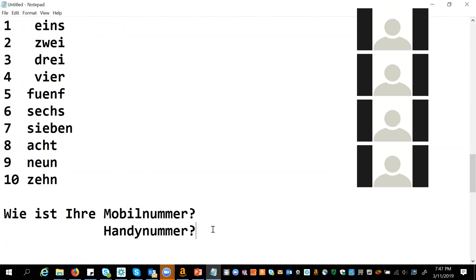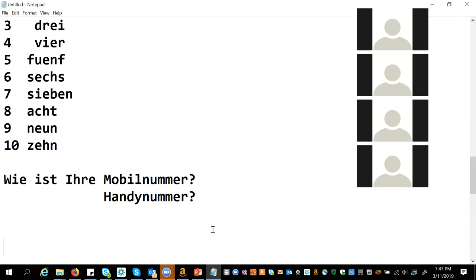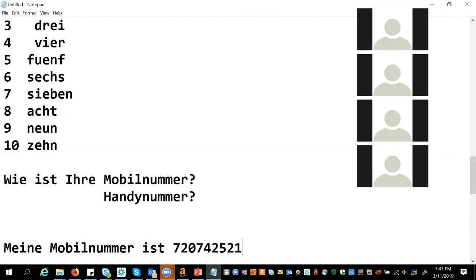Same thing, mobile number or Handy number means I'm asking for your mobile number, right? Somebody is asking about your mobile number. So, meine Mobilnummer ist, sieben, 2 0 7 4 2 5 2 1 4. So das ist meine Mobilnummer. Okay, this is my mobile number.